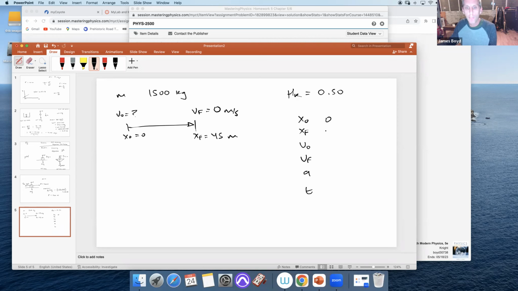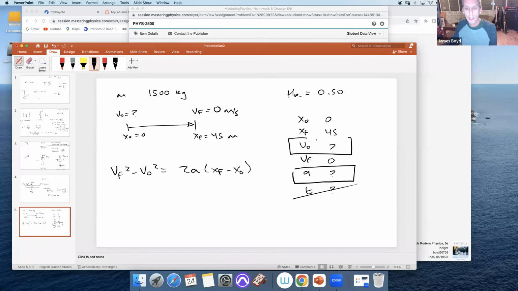So we have 0, 45, 0, unknown, that's what we want. Unknown, unknown. We're not going to use t. So what we'll use is v final squared minus v initial squared is 2a times x final minus x initial. And we're going to solve for a using a free body diagram, and then we're going to solve for v initial to answer the question.